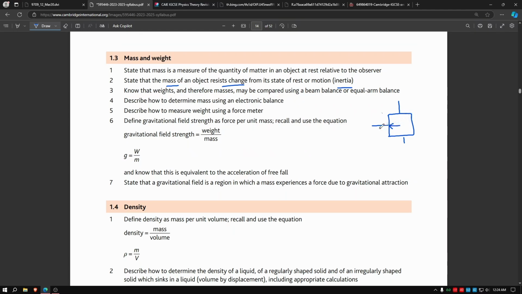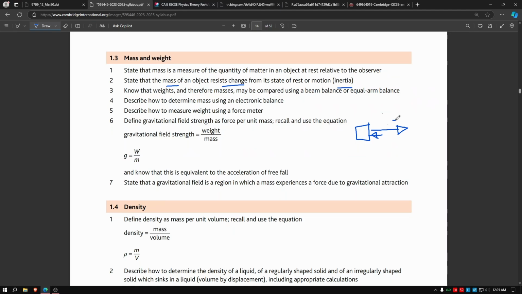Now we have considered that the box is stationary, it does not move, but you're trying to move it, and so it will resist the change. What happens when the box is already moving, let's just say towards the right? Now if you push the box towards the left, the box will obviously resist the change.